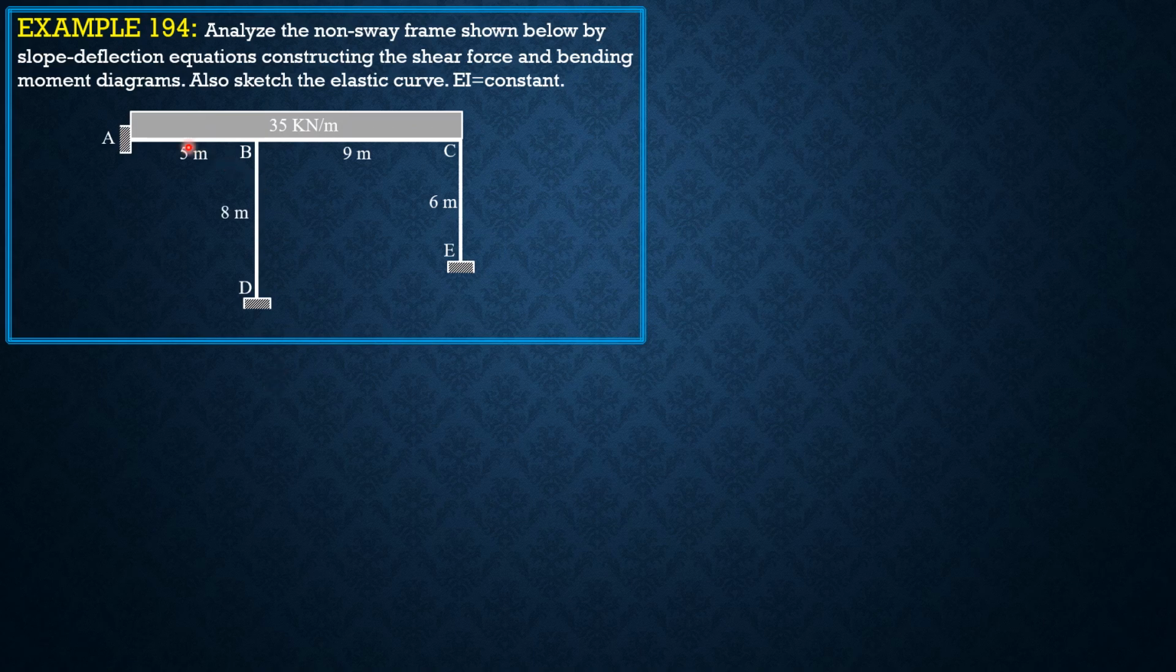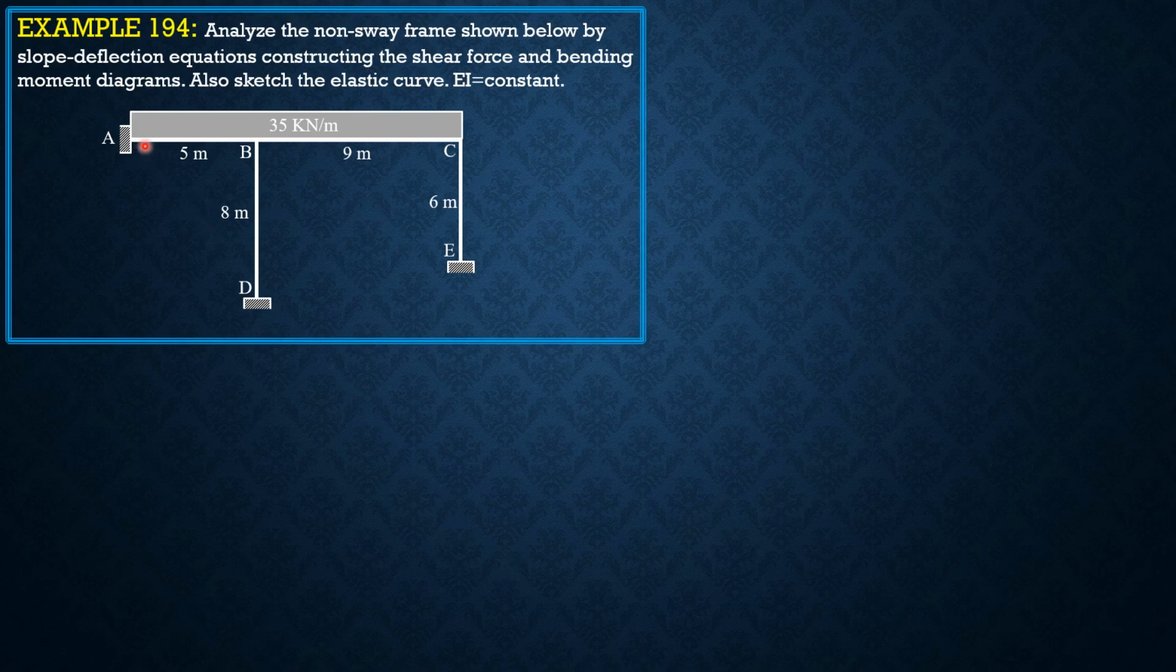So the reason why this frame is a non-sway frame is because of the restraint present at the top level. By applying a force horizontally or laterally, this frame remains in that position because of the restraint at A. So that's why it is a non-sway frame.